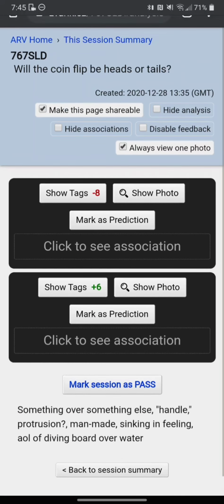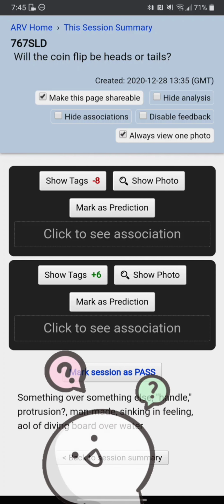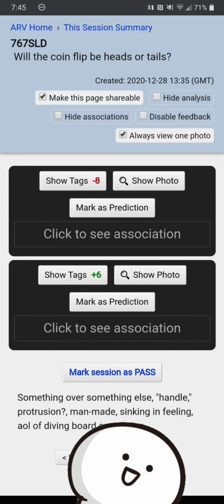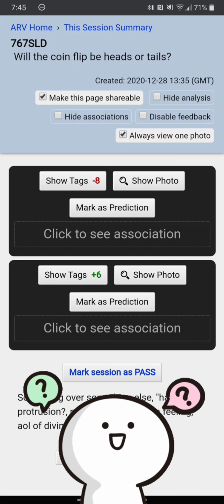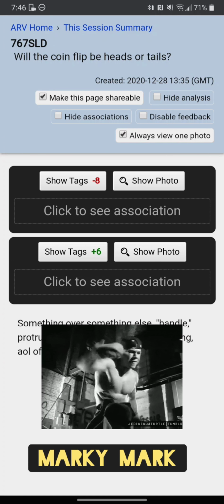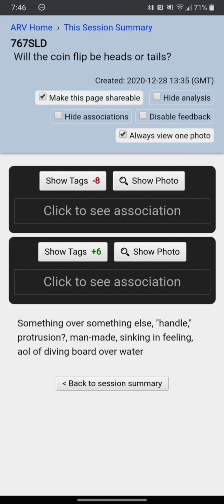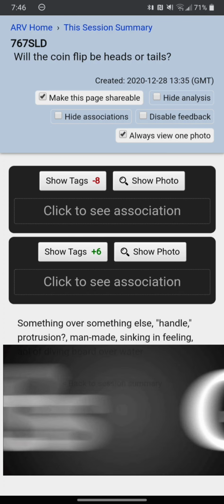Here, you can see it scored for us the two different pictures. We don't know which one corresponds to heads or tails at this point. One of them is showing a +6, another a -8. So +6 is likely to be my prediction. And we can go ahead and mark that as a prediction. Good. Now we should go ahead and do the associated event and find out which prediction was correct.